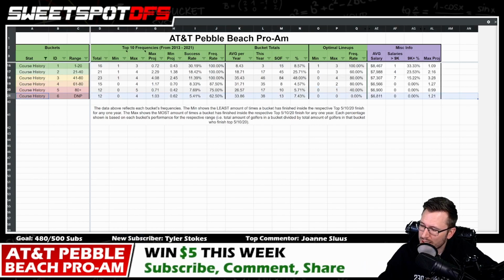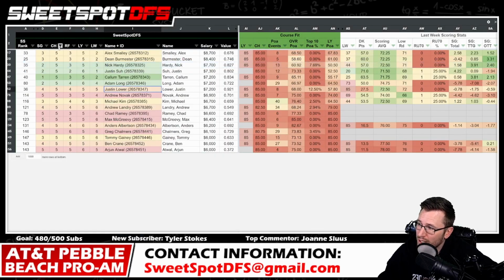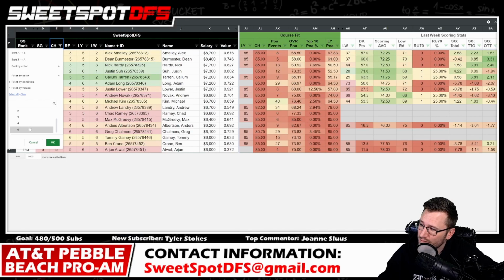And then course history 6, these are golfers who've never played this tournament before. And by the way, course history buckets should really be called tournament history this week because there are 3 golf courses. It's hard to say course history. But the guys who have not played here, we project 0 to 2. Not a high frequency rate of finishing inside the top 10. Not a high success rate. Never been in the optimal lineup. So maybe you just avoid this bucket and be just fine with it.